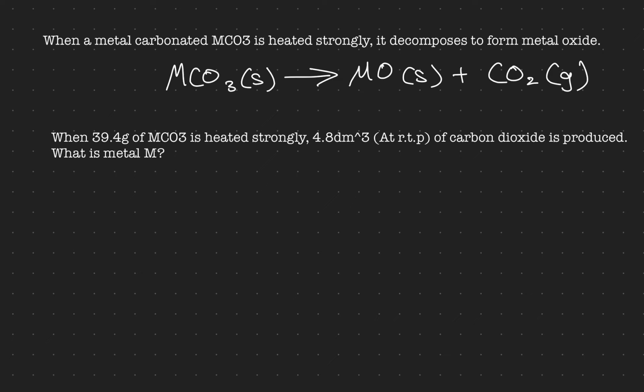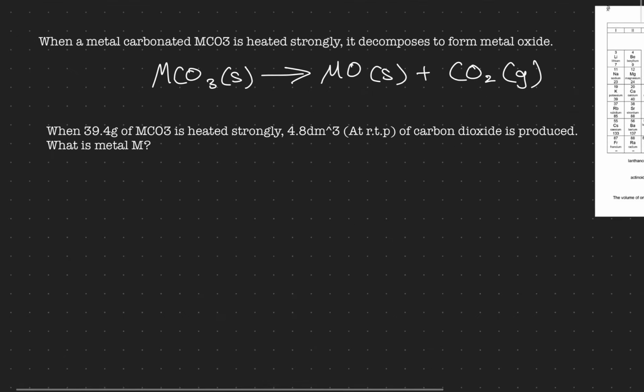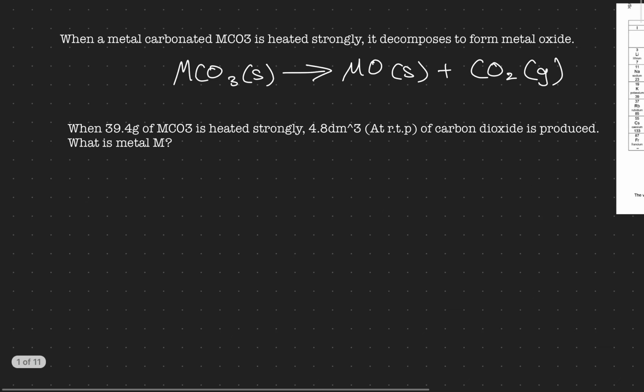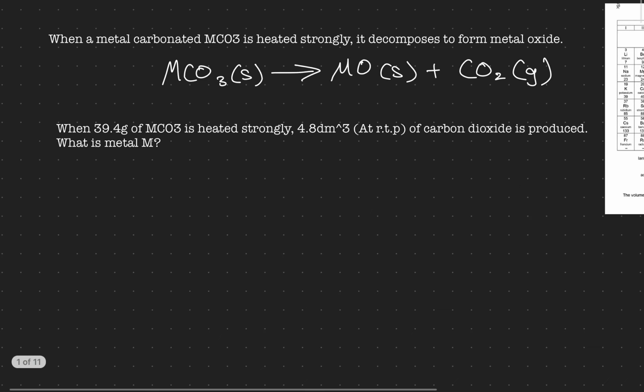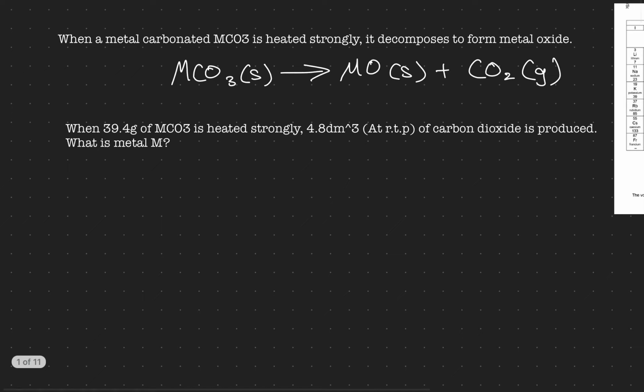So let's begin. When a metal carbonate MCO3 is heated strongly, it decomposes to form a metal oxide. When 39.4 grams of MCO3 is heated strongly, 4.8 dm³ at room temperature and pressure of carbon dioxide is produced. What is metal M?